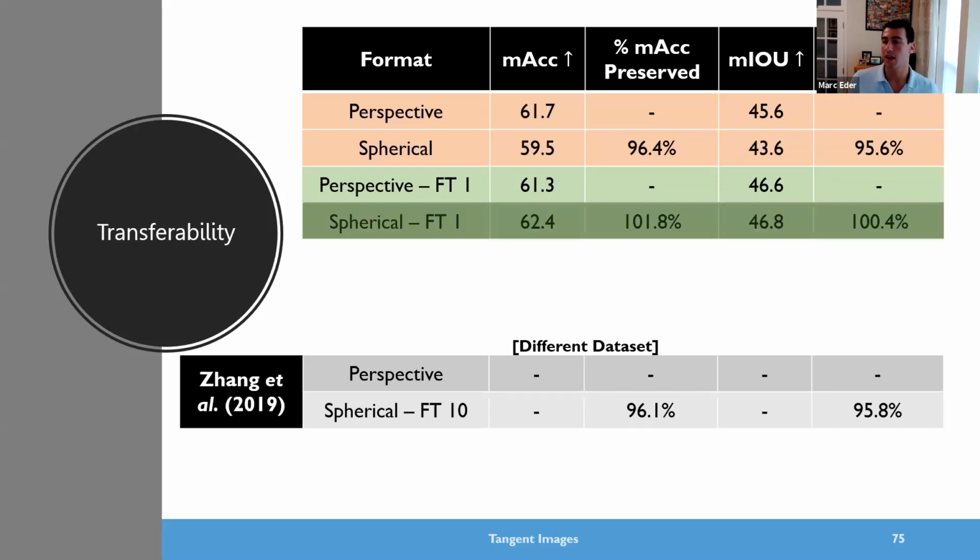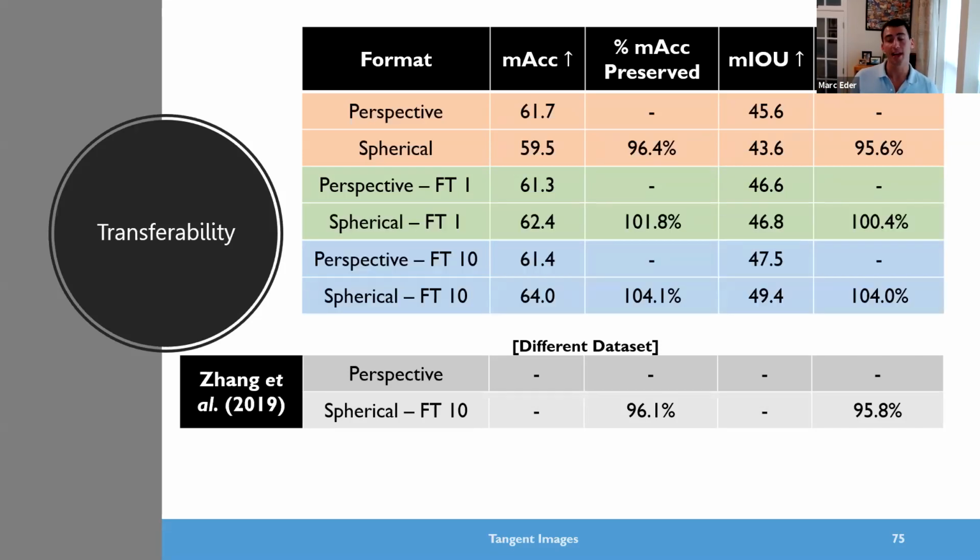But if we were to fine tune for 10 epochs like this prior work, we actually start seeing that wide field of view start helping us. We end up getting better performance. That's why it says 104%, because it is 4% better than the perspective image performance. And we do fine tune on the perspective data as well, just to normalize, so it's an apples to apples comparison. But this is huge because it means that we've mitigated distortion enough so we can start tapping into those hypothesized wide field of view benefits.